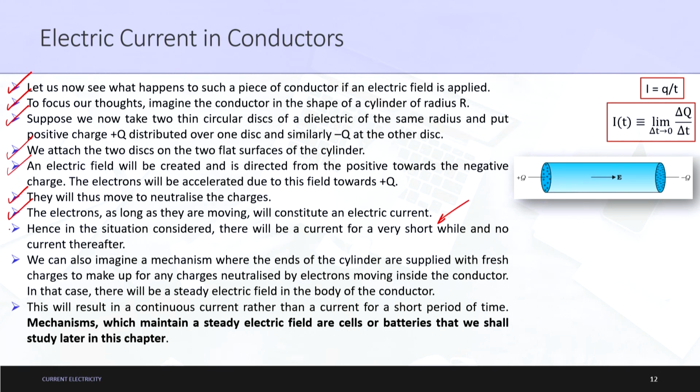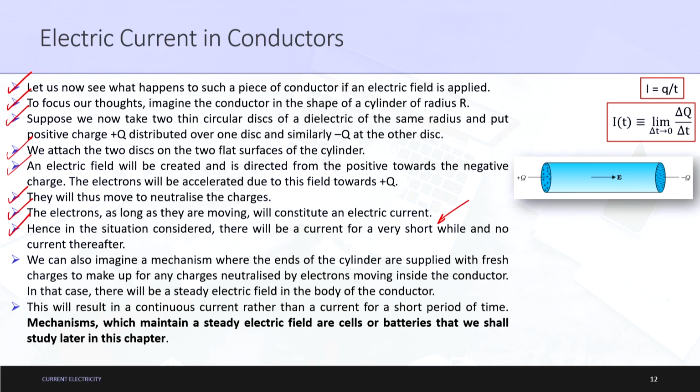And no current thereafter. Quite evident, because after the charges are neutralized, there is again no electric field, and we understood in the previous case that if there is no electric field, there is no electric current. Next, we can also imagine a mechanism where the ends of the cylinders are supplied with fresh charges to make up for any charges neutralized by electrons moving inside the conductor.